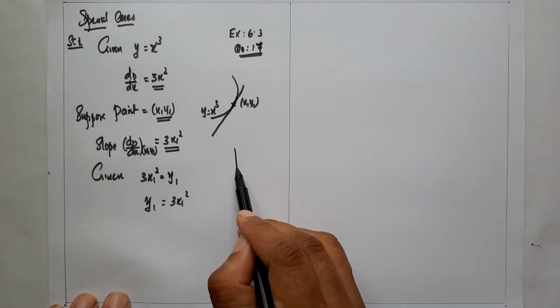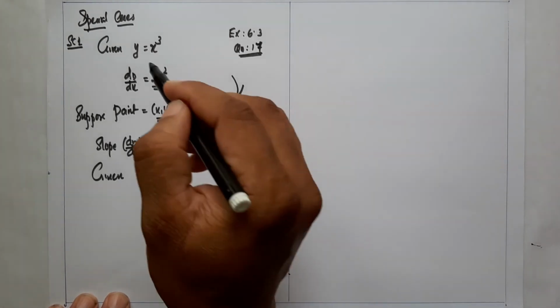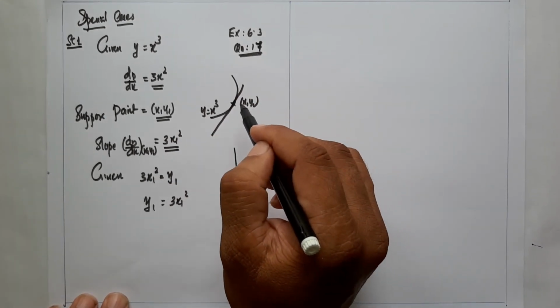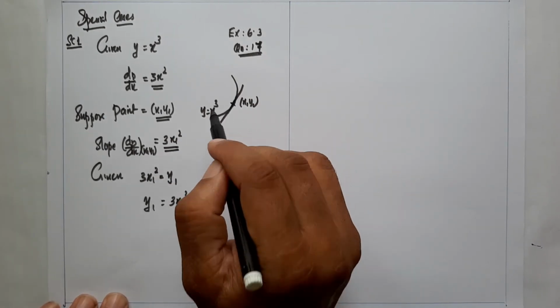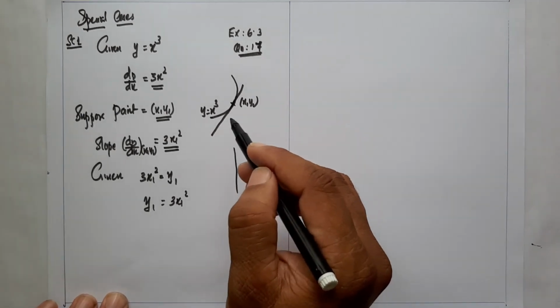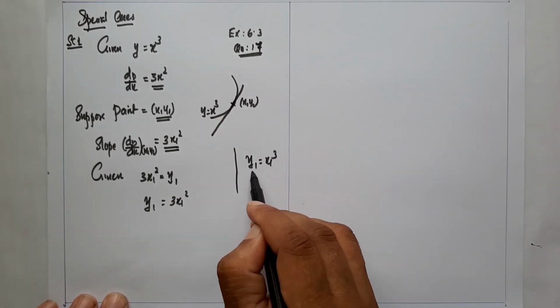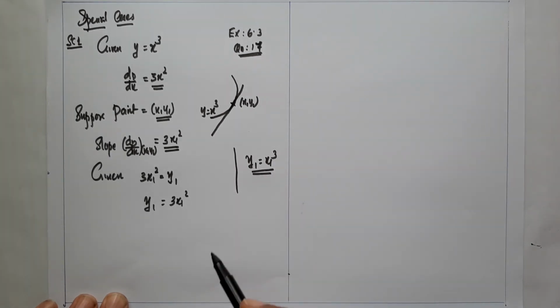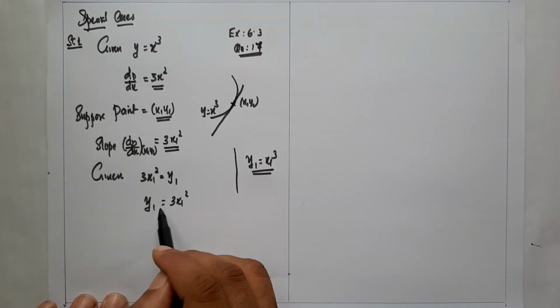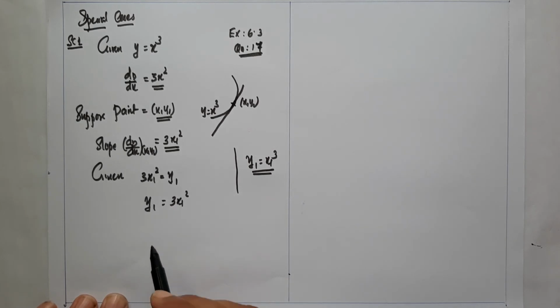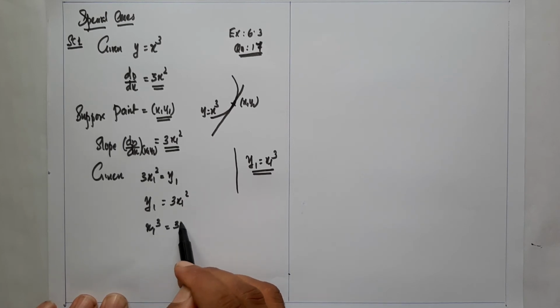You know, x1, y1 is a point on the curve. So x1, y1 automatically satisfy the given curve. And when x1, y1 passing through this curve, we get answer y1 is equal to x1 cube. Now we substitute y1 equal x1 cube to the given condition. We substitute x1 cube to the y1. That is, what is y1? x1 cube. That is, x1 cube is equal to 3x1 square.